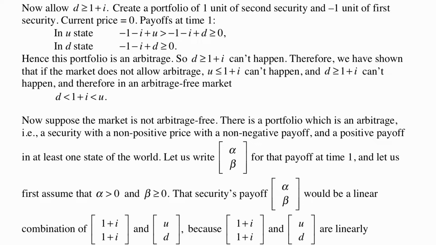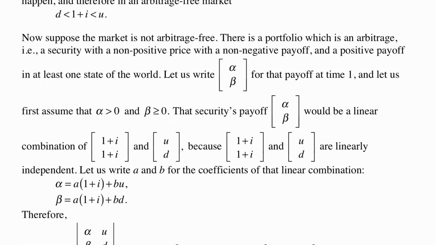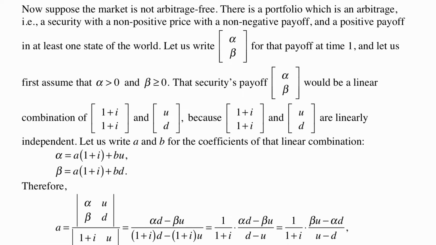Therefore, we have shown that if the market does not allow arbitrage, u less than or equal to 1 plus I can't happen, and d greater than or equal to 1 plus I can't happen, and therefore in an arbitrage-free market, d is less than 1 plus I, less than u. Now suppose that the market is not arbitrage-free.